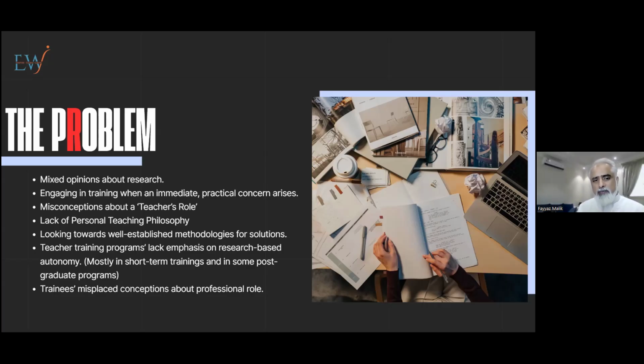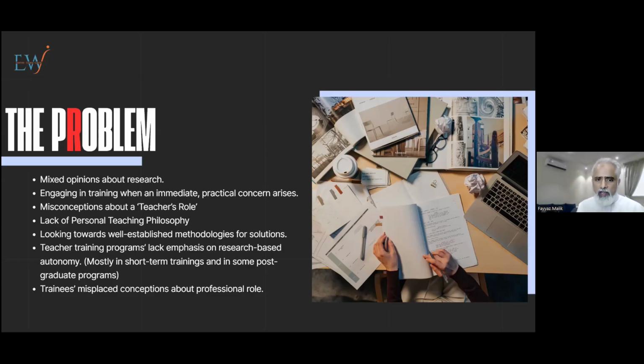And then there are misconceptions about the teacher's role, especially in language teaching. As I said before, teachers themselves and some institutes have their own protocols, their own demands, a list of tasks that they want from the teachers throughout the term, throughout the semester. And in that list, research rarely fits in.